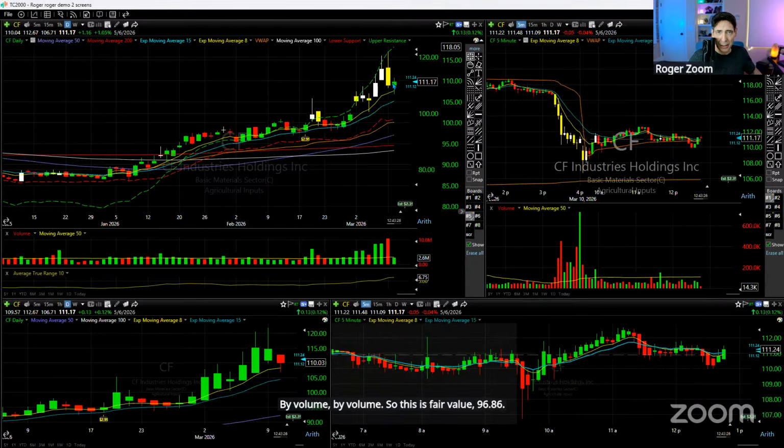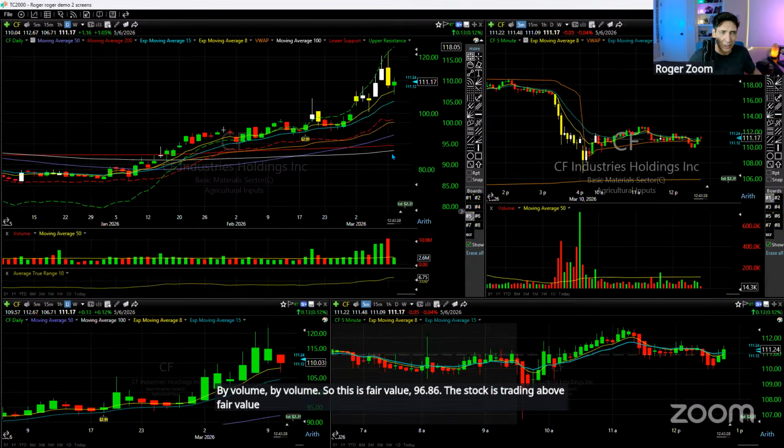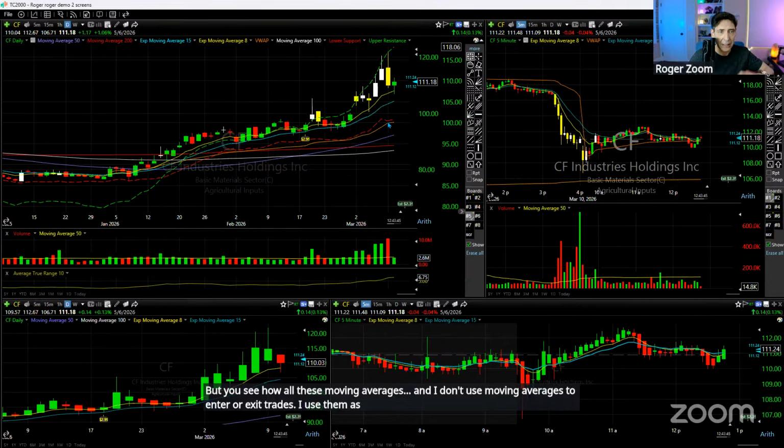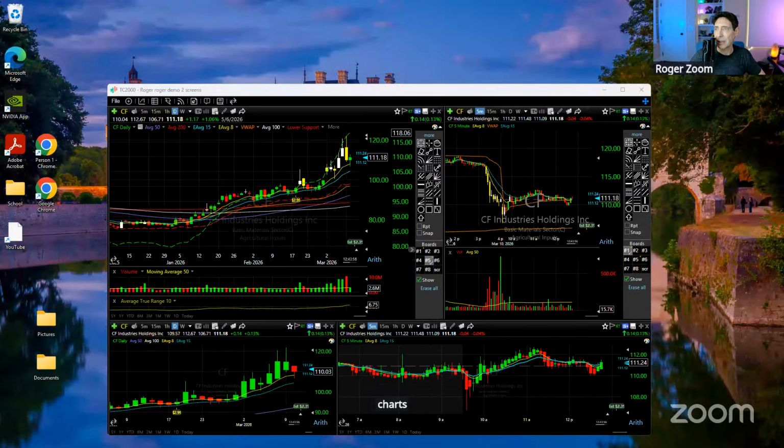The stock is trading above fair value, which is fine. Stocks usually trade above or below fair value. A stock trading above fair value is a strong stock; a stock trading below fair value is a weak stock. You see how all these moving averages work, and I don't use moving averages to enter or exit trades. I use them as a compass. But the VWAP, I look at as the fair value area. By the way, I have these set on my bar charts right here, because I use these when I analyze these stocks in the morning.